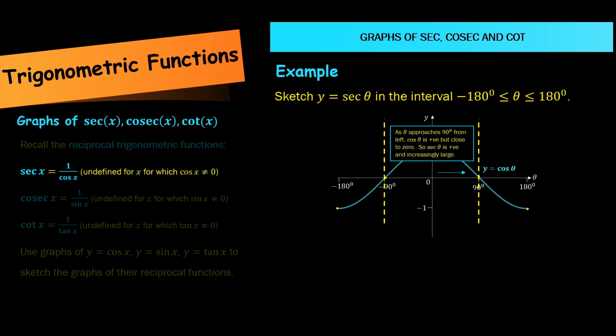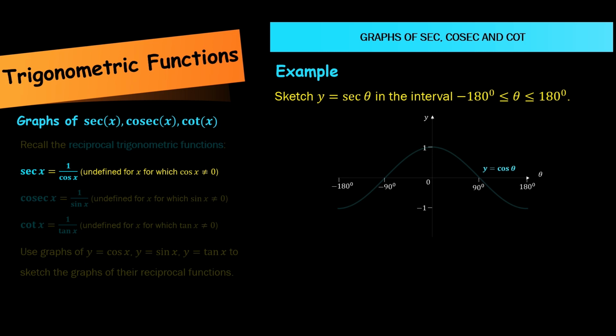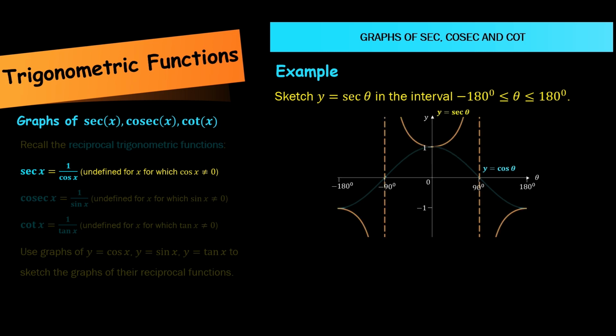Now as theta approaches 90 degrees from the left, cos theta is positive, but close to 0. So sec theta is positive and increasingly large. Similarly, as theta approaches 90 degrees from the right, cos theta is negative but close to 0. So sec theta is negative and increasingly large and negative. Therefore, our graph of y equals sec theta will look something like this in blue.